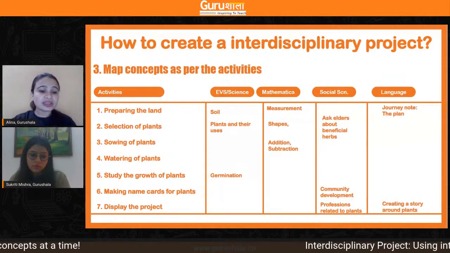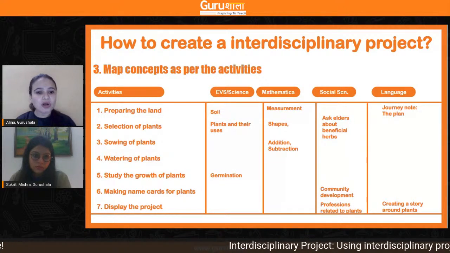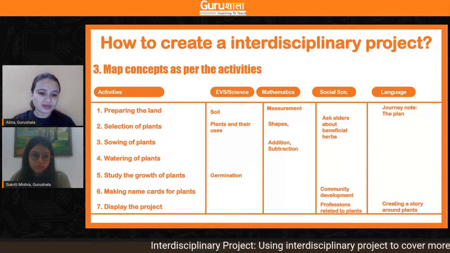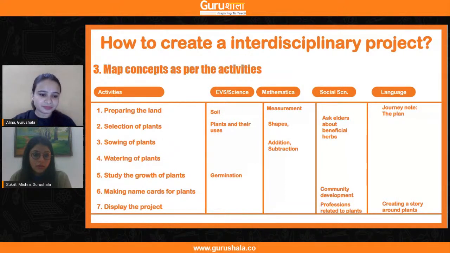So Sukriti, like this, all the different topics are being covered here. So as we can see, this is one of the examples of an interdisciplinary project. Of course, there are many more such ideas that I'm sure our teachers have as well.